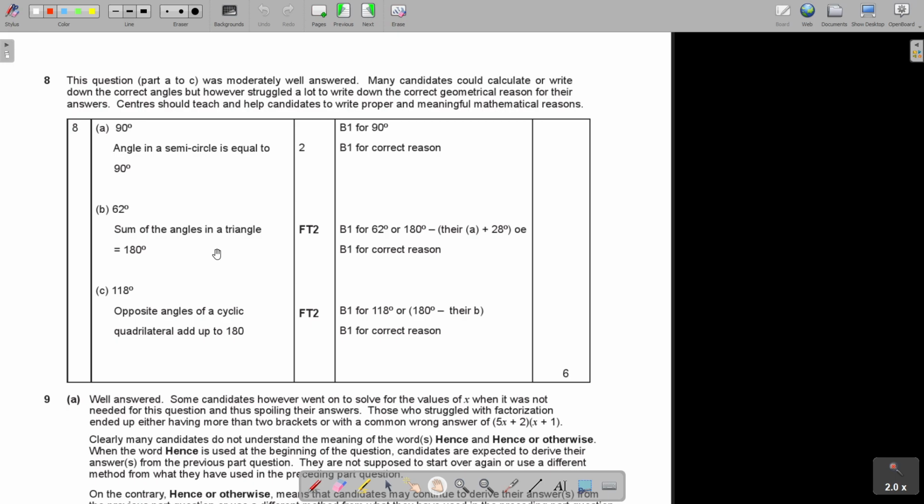Okay, so: angle in a semicircle is equal to 90, sum of the angles in a triangle equals 180, and opposite angles of a cyclic quadrilateral. They will look for opposite, they will look for cyclic quadrilateral, and they will look for supplementary or add up to 180. So those keywords must be there.